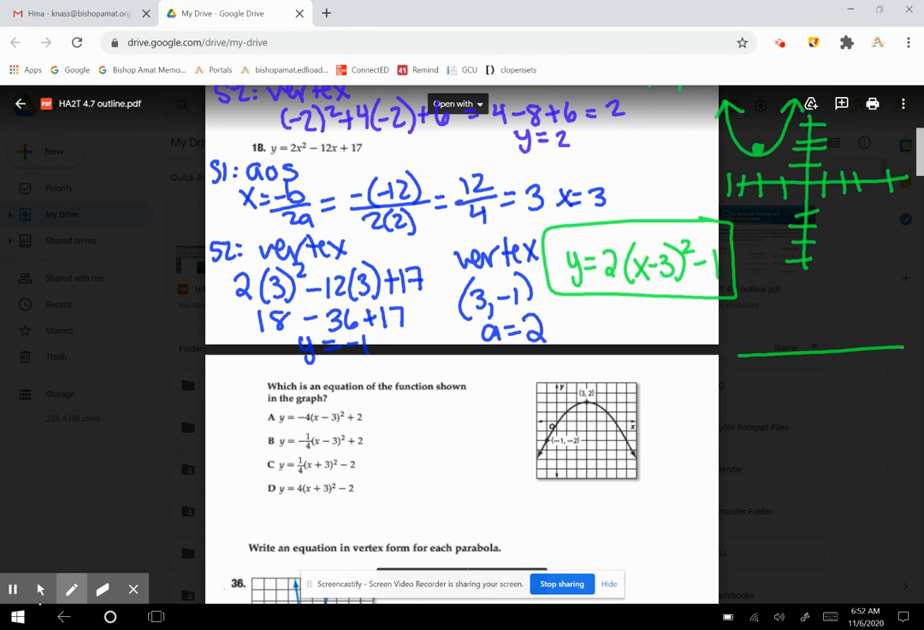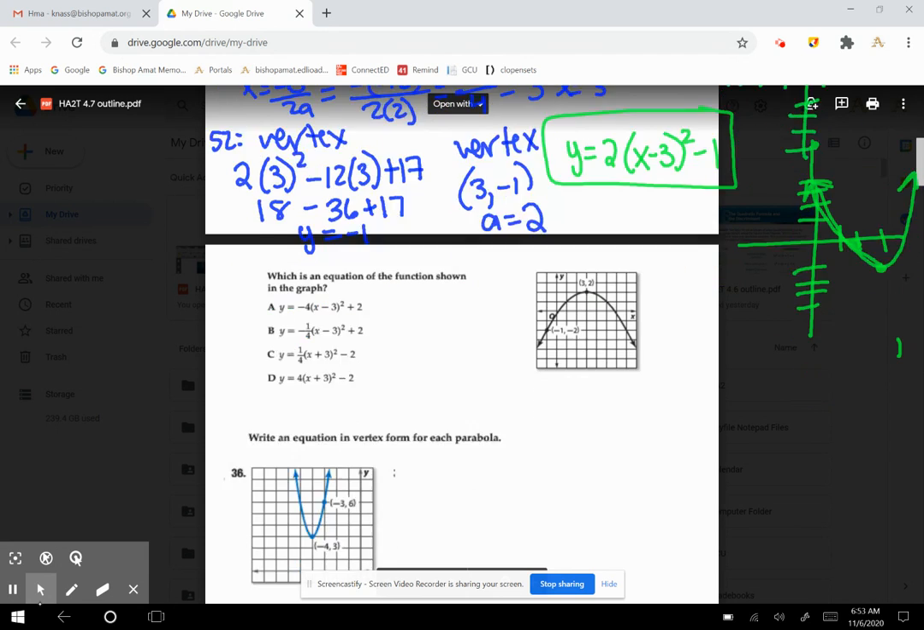Again, if you wanted to graph that, your vertex is 3, negative 1, so it's right there. And then you use your calculator. Your a is 2, so it's like this. Okay. The other thing you could use, remember, is when we graphed the y-intercept, so 0, 17. You could come all the way up here to 0, 17 and graph it that way too. But your calculator would be easier and faster.